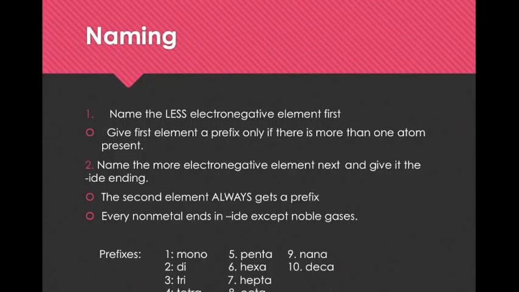For naming covalent compounds, you must name the less electronegative element first, and we'll go over electronegativity more in a second. Then we give the first element a prefix, but only if there is more than 1 atom present. Next, name the more electronegative element and give it a prefix and the IDE ending. Remember that the second element always gets a prefix, and every nonmetal ends in IDE except noble gases. The prefixes for 1 through 10 are mono, di, tri, tetra, penta, hexa, hepta, octa, nona, and deca.